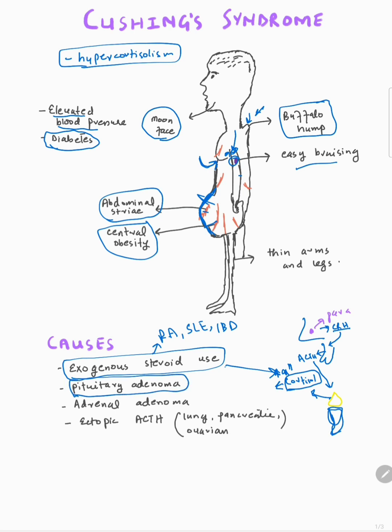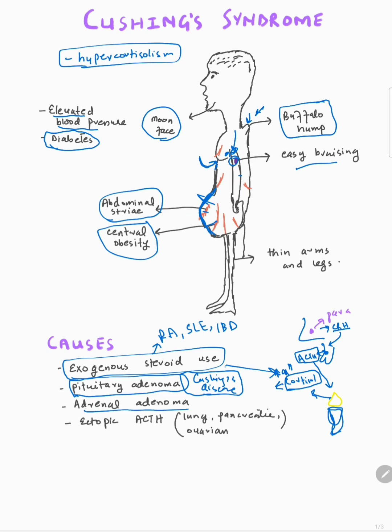Second cause is the pituitary adenoma. Remember, we talked about the ACTH being released from the anterior pituitary. So if there's a growth here that is secreting it, this is called the pituitary adenoma, and it has a special name, and it is called the Cushing's disease. So remember, if they say Cushing's disease, just think about pituitary adenoma.